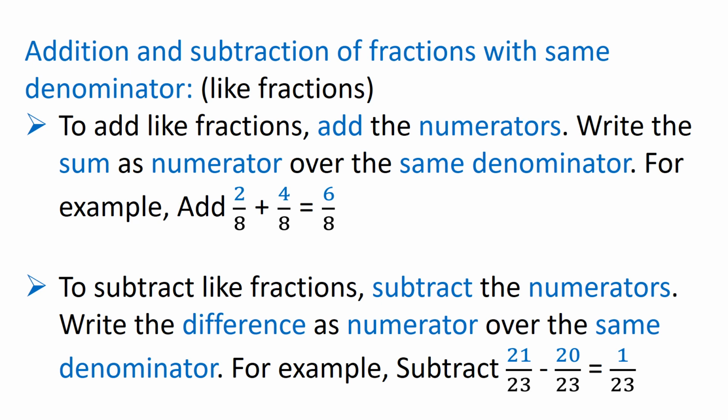To subtract like fractions, subtract the numerators. Write the difference as numerator over the same denominator. For example, subtract 21 upon 23 and 20 upon 23. It will be 1 upon 23.